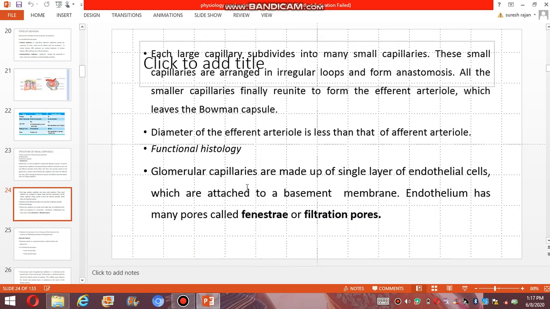So dear students, we can continue with the functions of the nephron. So we have reached the functional histology of nephrons.